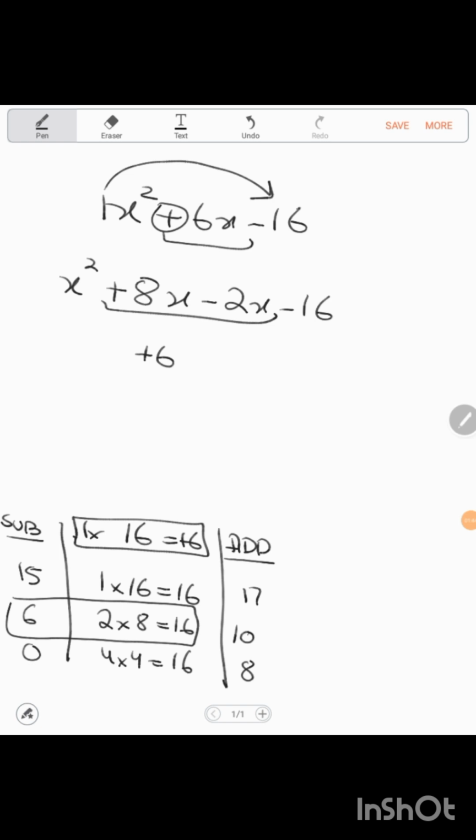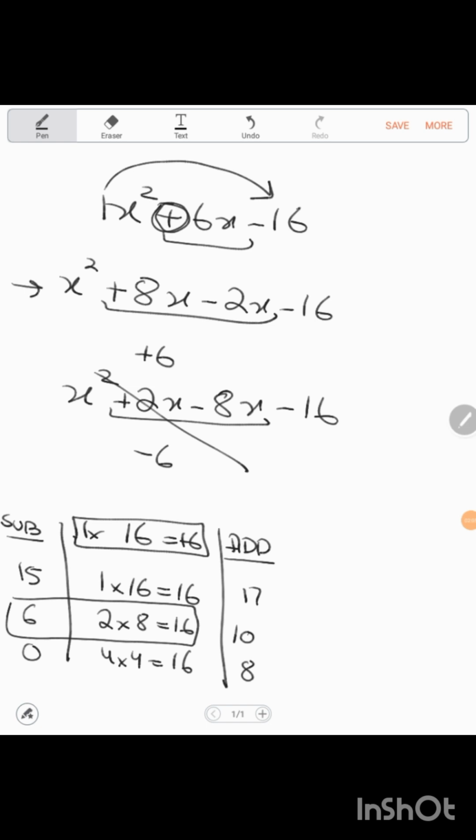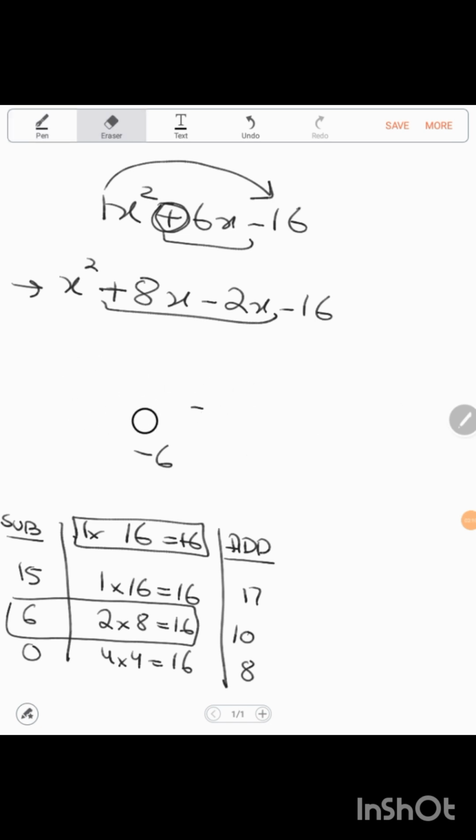One more thing. If you do it the other way, like if you do plus 2x minus 8x minus 16, and you evaluate this, you are going to get minus 6. But the middle term has a positive sign, so you are not going to do it this way, but you are going to do it the other way. So through this you will get positive 6 in your middle term. Now let me erase it and let's do further.